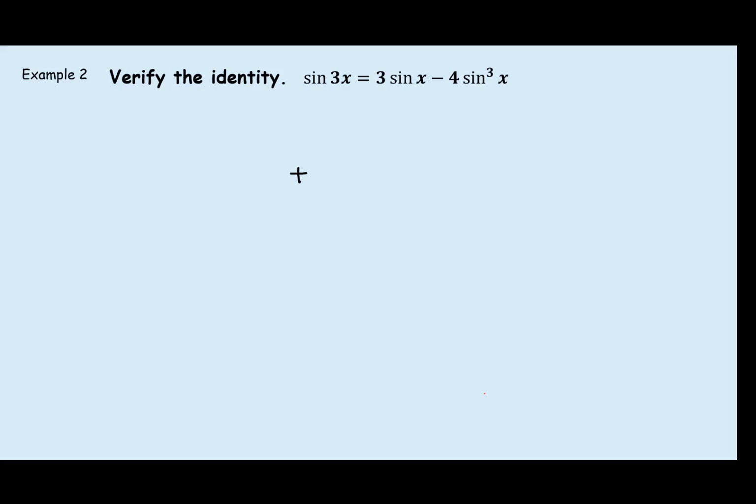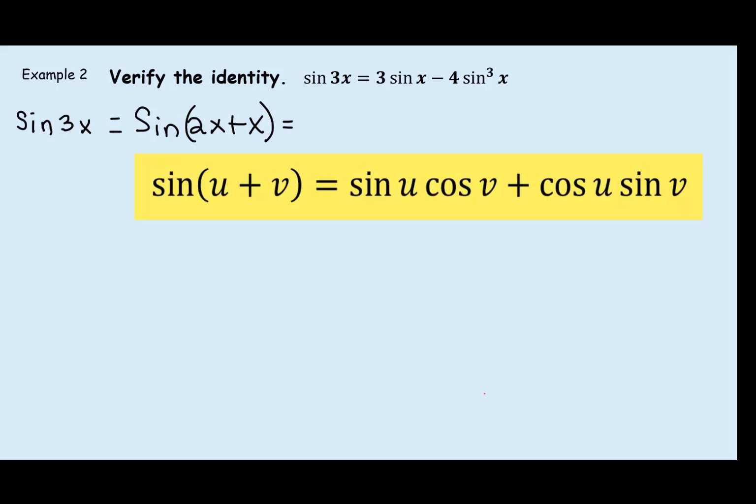And to do that, we will just break 3x up into sine of 2x plus x. So all we're doing here is just making 3x into 2x plus x. And that way we can use the sum formula for sine. So we'll just plug that into that formula, and we'll have sine 2x cosine x plus cosine 2x sine x.